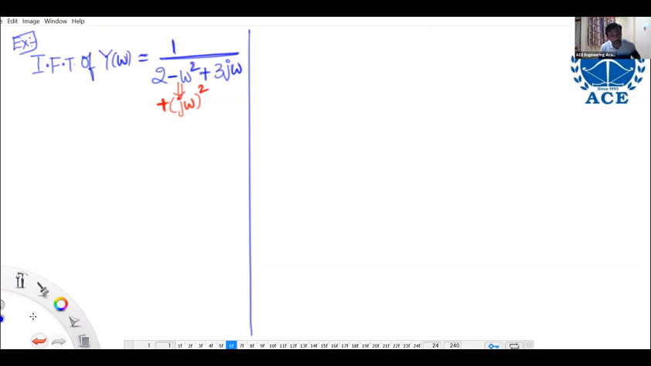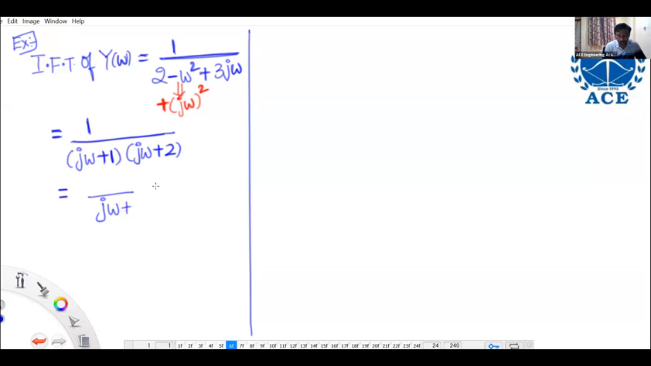It is looking like 1 by x square plus 3x plus 2. Now the denominator can be written as j omega plus 1 into j omega plus 2. So the expression is 1 by j omega plus 1 into j omega plus 2. Do partial fractions. 1 by a plus j omega is linked to our first formula, or not?